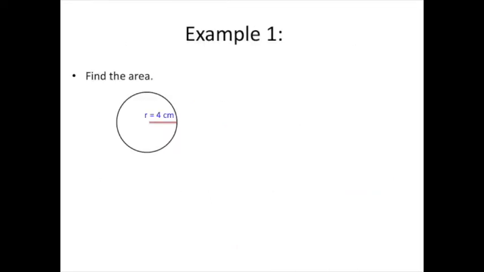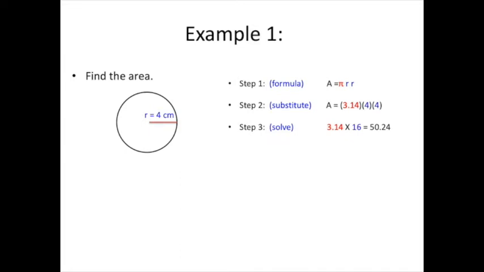In example 1, to find the area, we see that the radius of this circle equals 4 centimeters. For step 1, we write down the formula. Area equals pi r squared, or pi times r times r. Step 2 is to substitute the value for the radius. In step 3, we multiply 3.14 times 4 squared, which is 4 times 4, or 16, and we find an answer of 50.24. The fourth step is to label our answer, 50.24 centimeters squared. Don't forget to label it with square units since area is a 2-dimensional measurement.